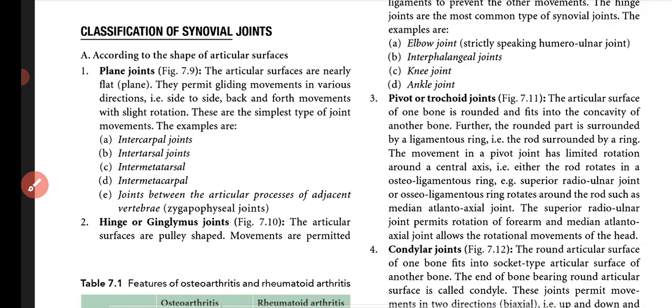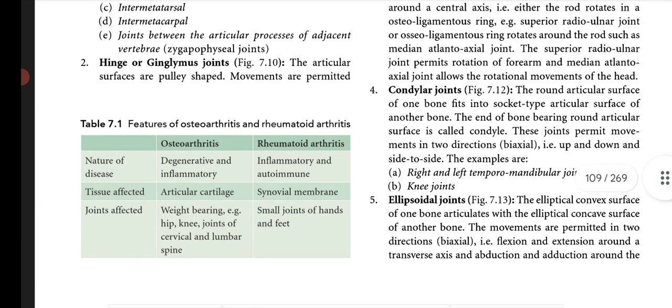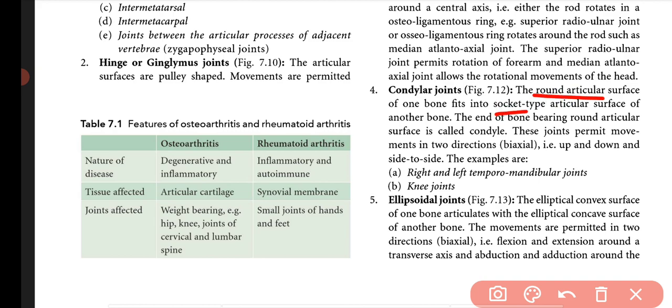Number 4 is the condylar joint. The round articular surface of one bone fits into the socket-type articular surface of another bone. The end of the bone bearing the round articular surface is called the condyle, such as right and left temporomandibular joint and knee joint.